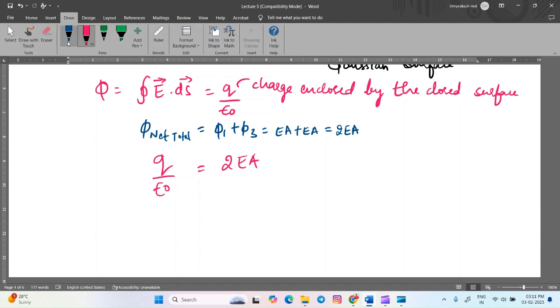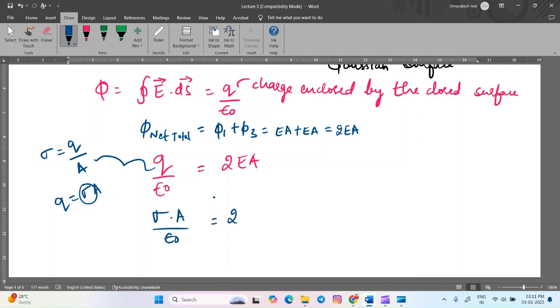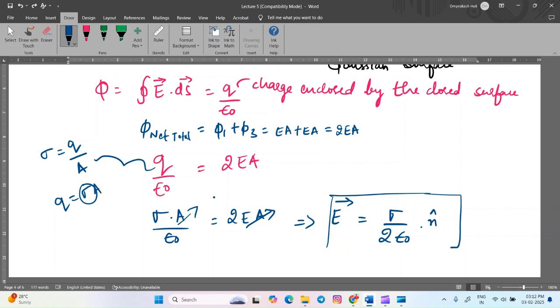And we know that the superficial charge density sigma is equal to q divided by area, whereas q is equal to sigma into area. It is a superficial charge density which accounts for area. Therefore, sigma into A divided by epsilon naught is equal to 2E into A. Here A and A get cancelled. We are left with E equal to sigma divided by 2 epsilon naught into n cap, which is a unit vector.